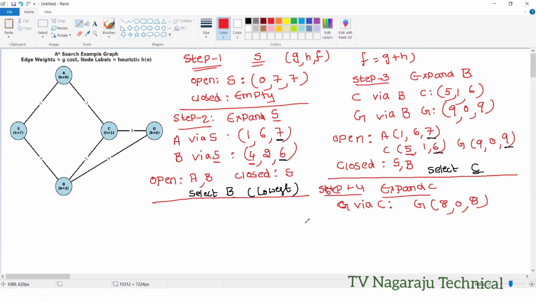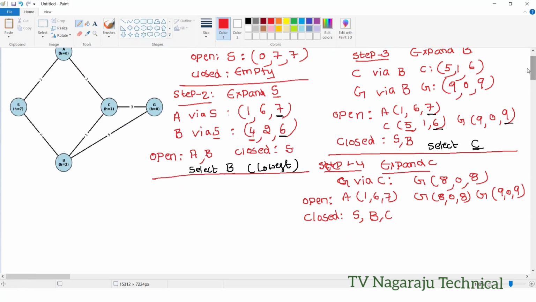Now understand my open consists of... Sir, why are you not calculating from C to A? Even though you calculate C to A, here C is from B. Anyway, I will calculate. Observe here. Right now, my open consists of A with the value 1, 6, 7 and G with the value 8, 0, 8 and one more G also, 9, 0, 9, and my closed consists of S, B, C.